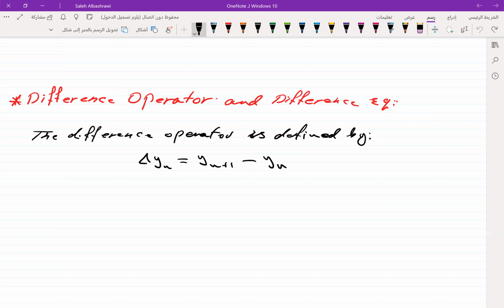From this one, we can find different powers of the operators. And any equation that contains one form or order of the difference operator, we call it a difference equation. What's the definition for that? Difference equation.